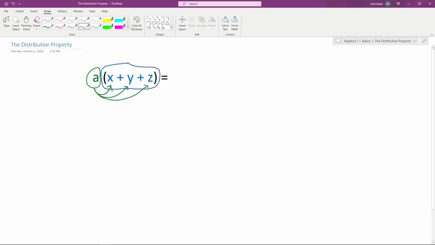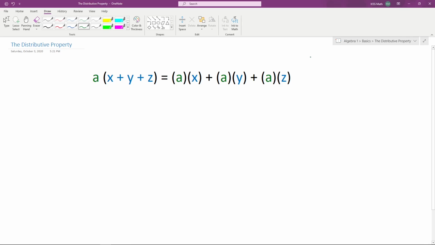So a times x, a times y, and a times z. And it would look something like this. And for example, let's use real numbers now. Let's say that a equals 2, x equals 3, y equals 5, and z equals 1. So I'll fill in these variables here. So we'll have 2 times 3 plus 5 plus 1.